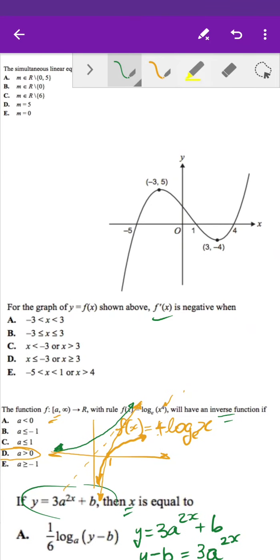We want the derivative to be negative, so the derivative is negative from that point, not including that point, because at that point it's a 0, all the way to that point, but not including that point, because at that point it's a 0. So we want our x to be between -3 and +3, and we can't equal it to 3. It has to be a.